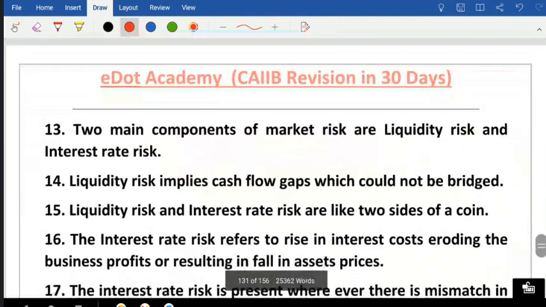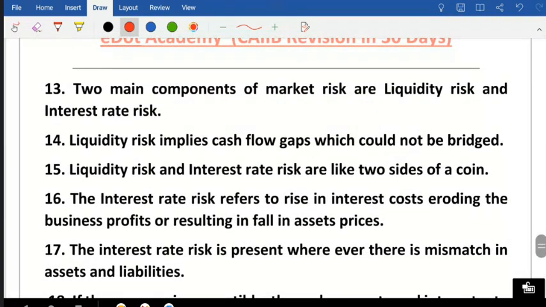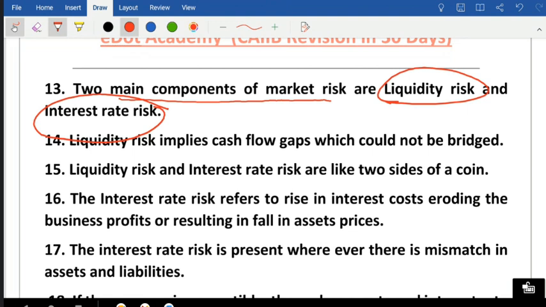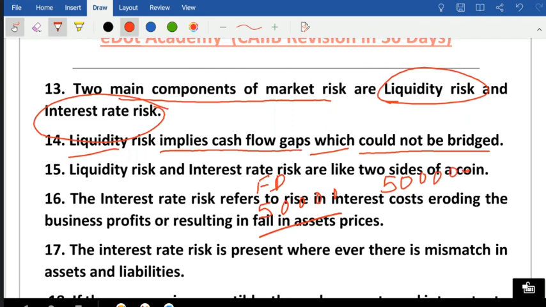The two main components of market risk are liquidity risk and interest rate risk. This is very important. Liquidity risk implies a cash flow gap which could not be bridged. Like in a bank, on a particular day you are getting an FD for 50,000 rupees, but you are giving a loan for 5 lakh rupees. So this is called the liquidity gap, the liquidity mismatch.